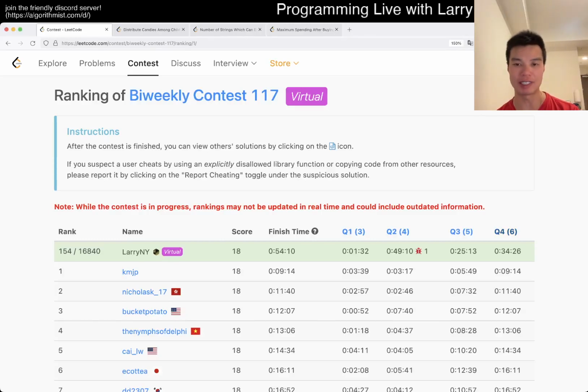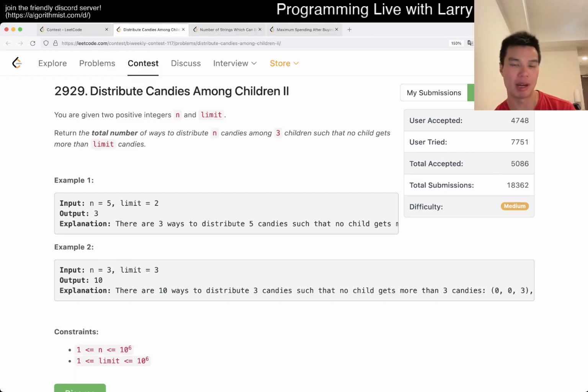This is me going with Bi-Weekly Contest 117's Q2, Distribute Candies Among Children II.